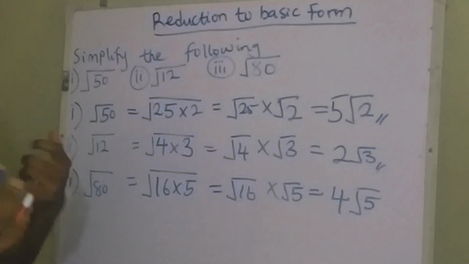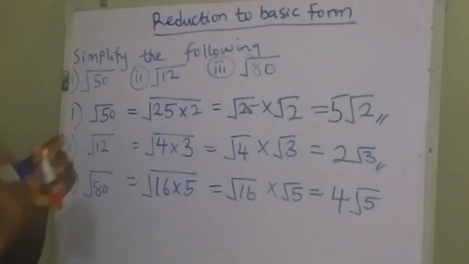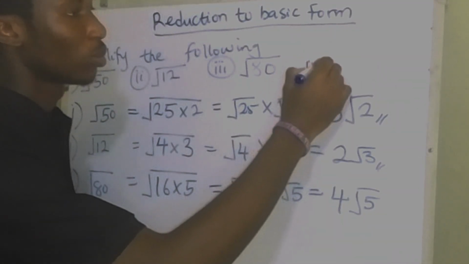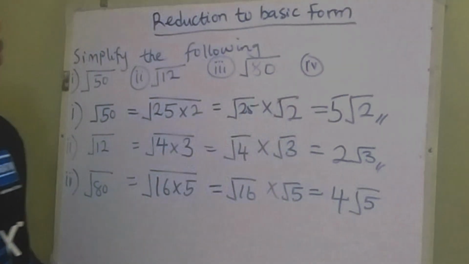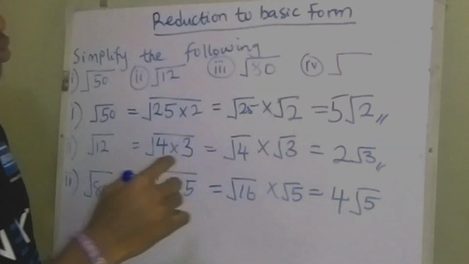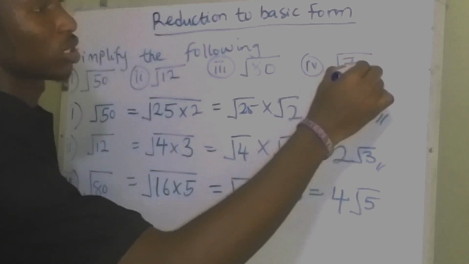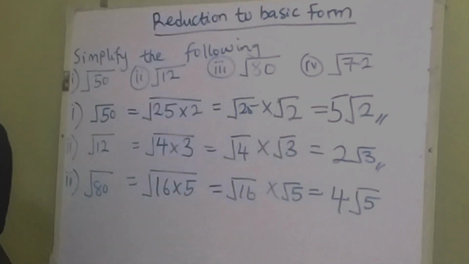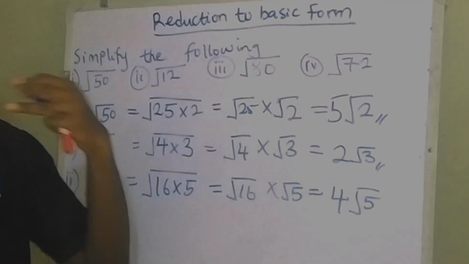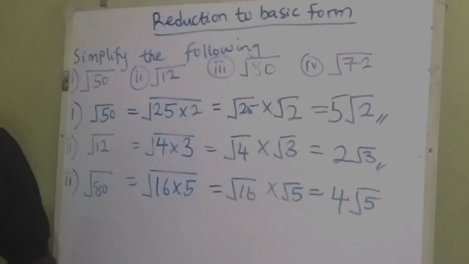This is how you reduce surds into their basic forms. So I'm going to give you one to solve by yourself. Do square root of 72 and get back to me. You can drop your answers in the comment section. I will do well to reply to you.